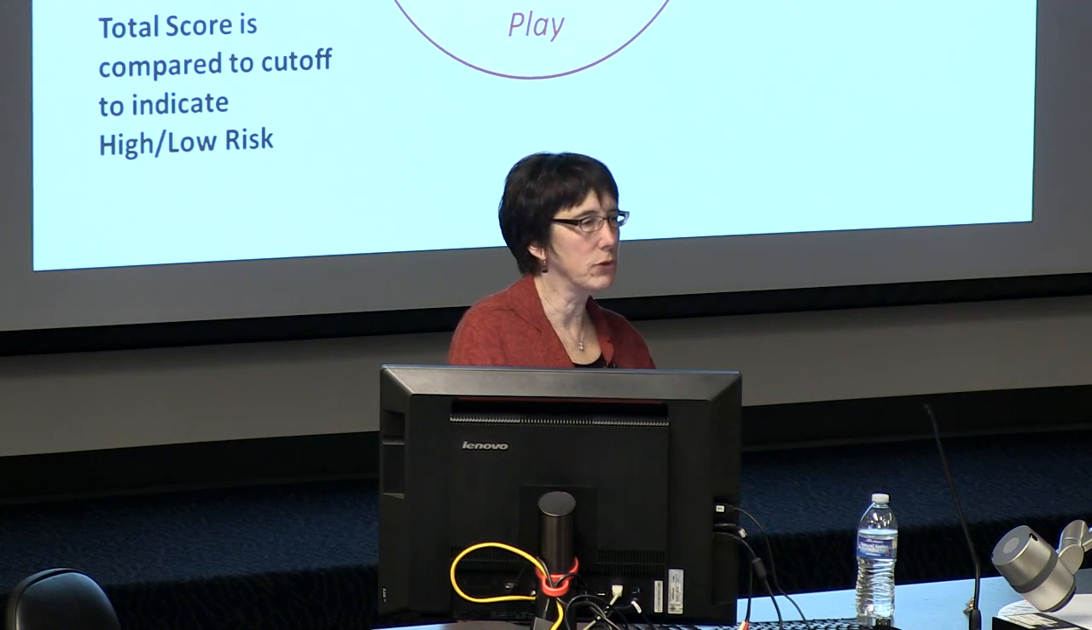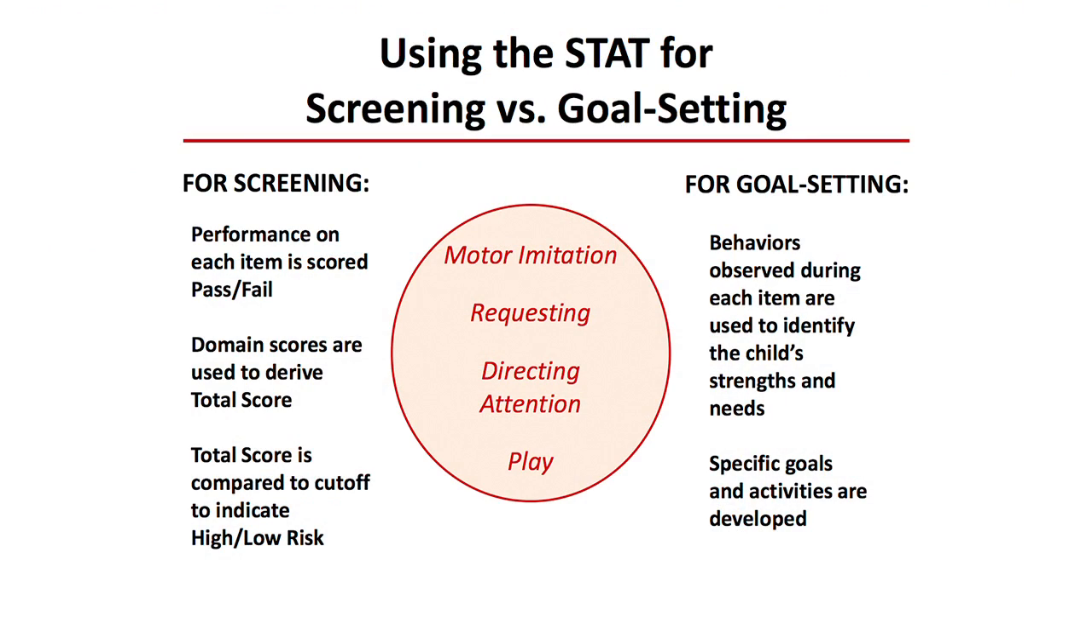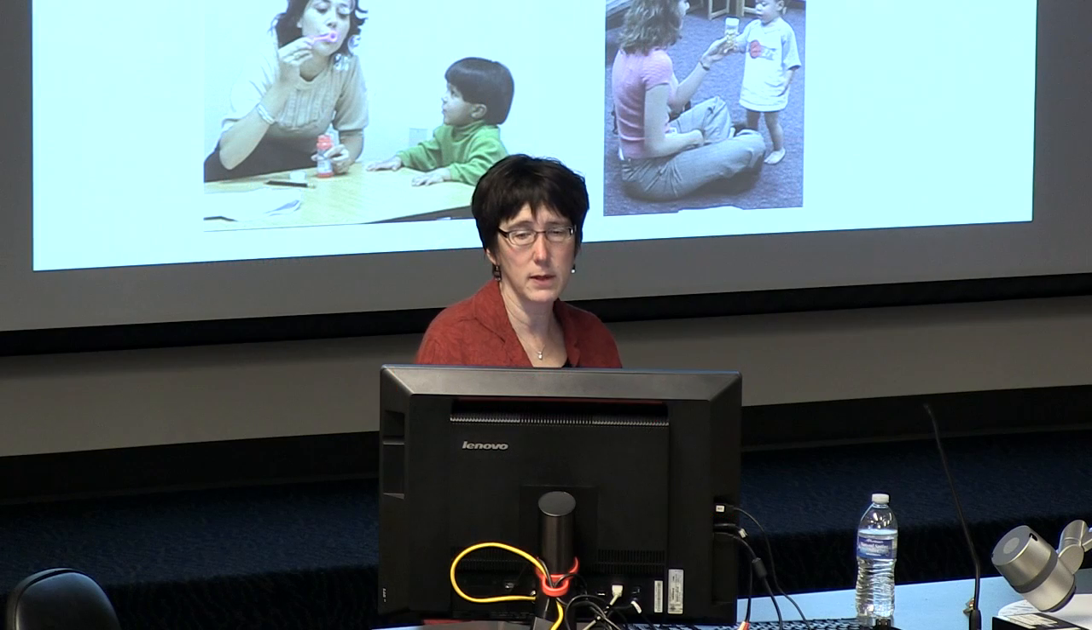So when we use it for screening, we're scoring performance on these 12 items as pass or fail, and then we're deriving a total score, and then we're comparing the score to a cutoff that indicates risk. But when we're using it for goal setting, we look at the specific behaviors that the child uses during each item to figure out strengths and needs. And then we can develop specific goals and activities. And I can show you that.